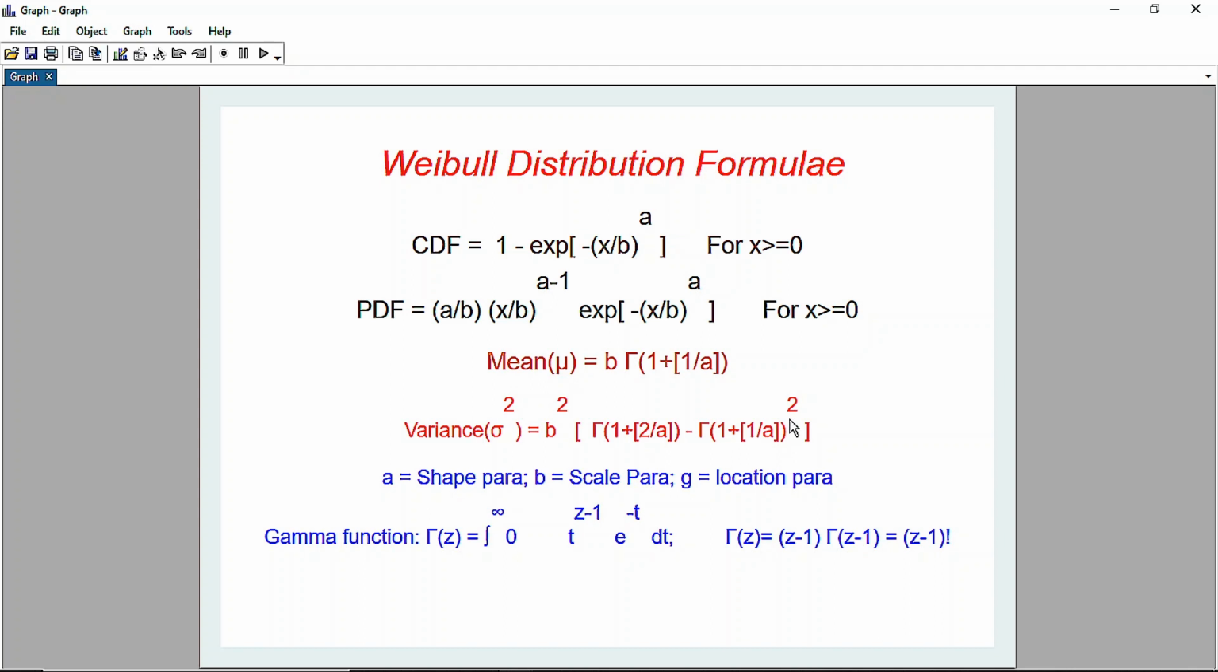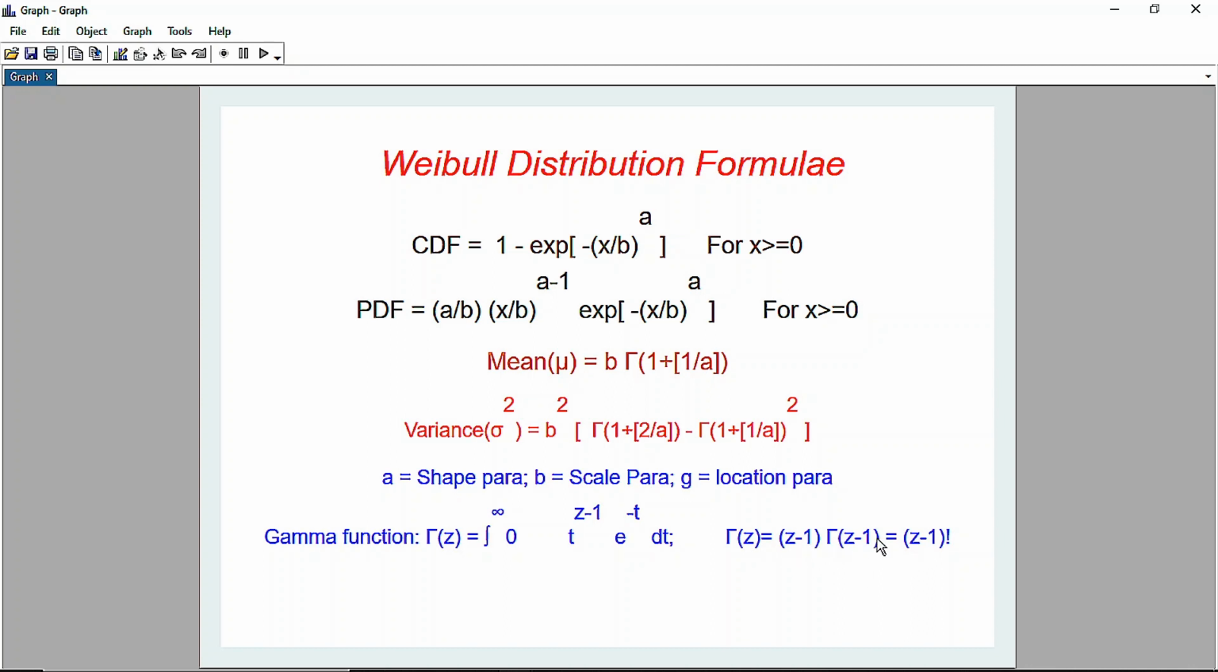where gamma z is equal to the integral from 0 to infinity of t to the power z minus 1, e to the power minus t. We integrate it with respect to t. Gamma z is equal to z minus 1 factorial. We have seen it in our example as well, and this can be further written as z minus 1 into gamma z minus 1.